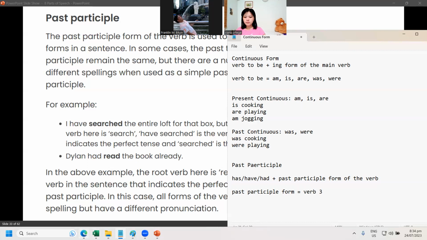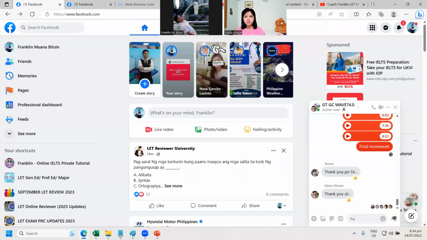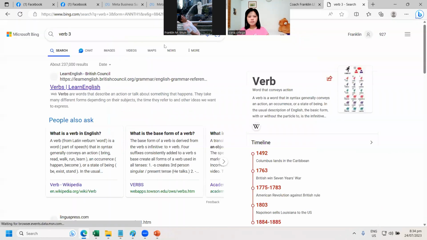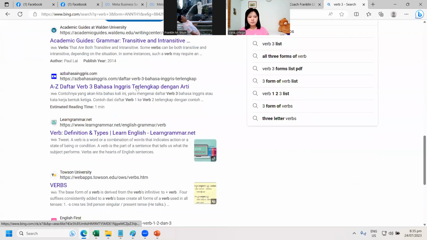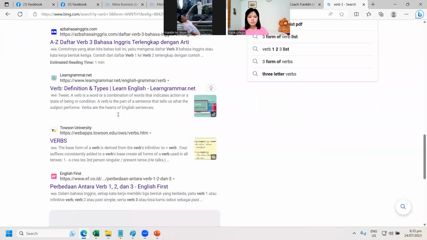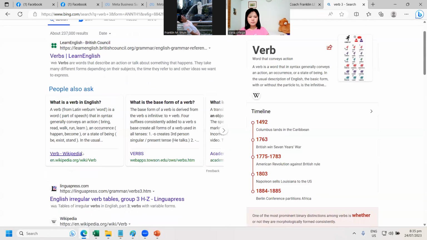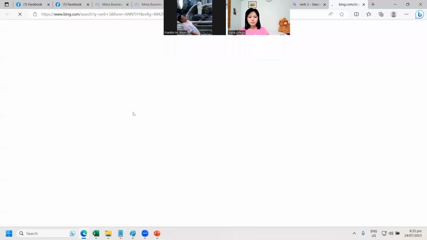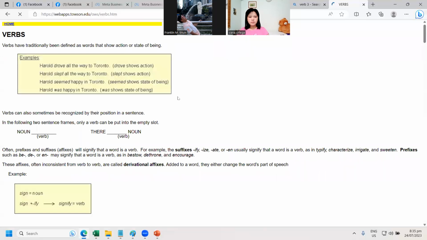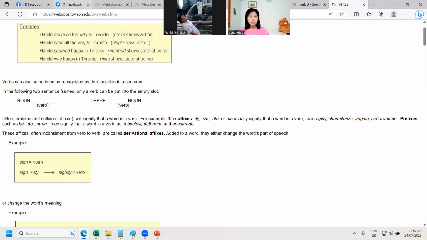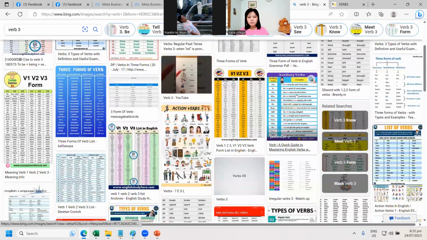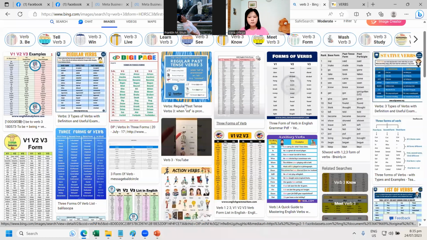There are 5 types of forms of verb. Verb 1, verb 2, verb 3, verb 4, verb 5. So that's what we call the verb 3 form. Let me see the verb 3 here. Verb forms. I think there's a photo here. Let's go to the images. See, verb 1, verb 2, verb 3. In some cases, you will see the verb 4 and the verb 5. But here, the most common is verb 1, verb 2, verb 3.